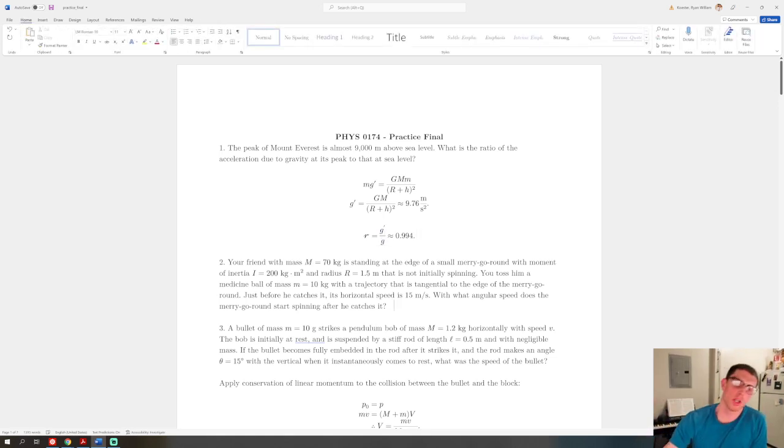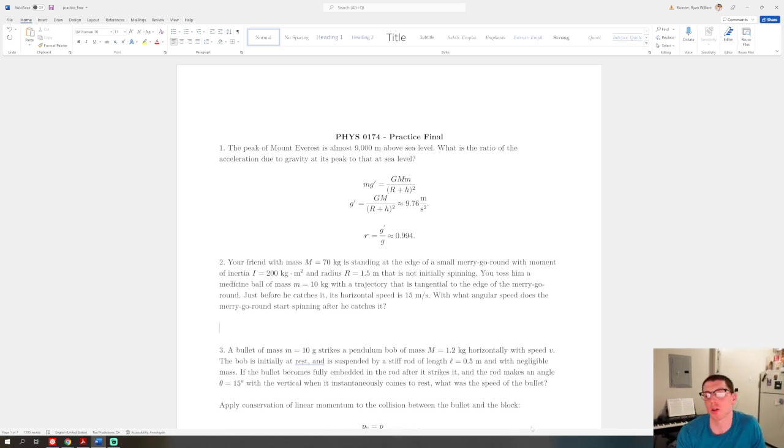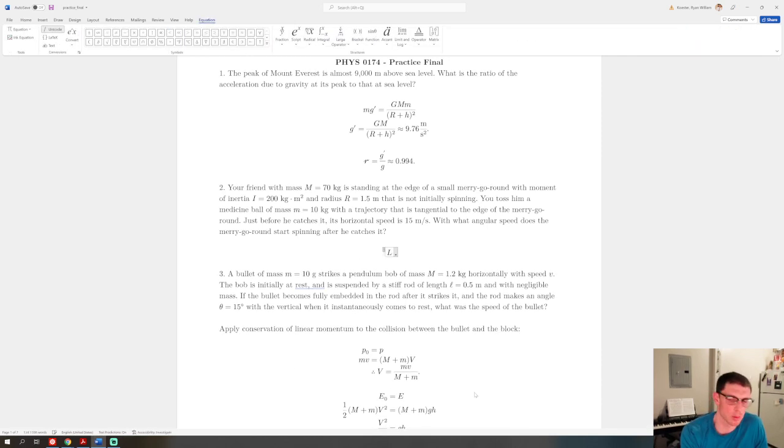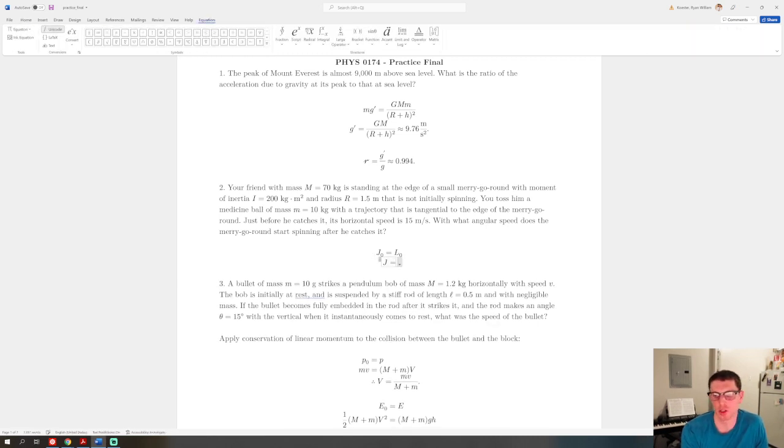All right, number two, your friend is standing. This is pretty similar to the exam question, right? So we could probably knock this out pretty quick. We just want to say that basically the initial total angular momentum is just going to be the orbital angular momentum, right? The final total angular momentum is just going to be the spin angular momentum.